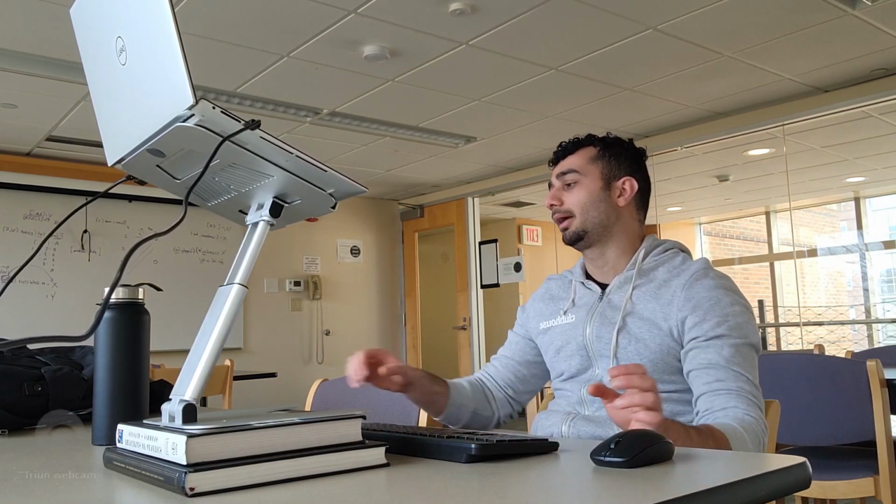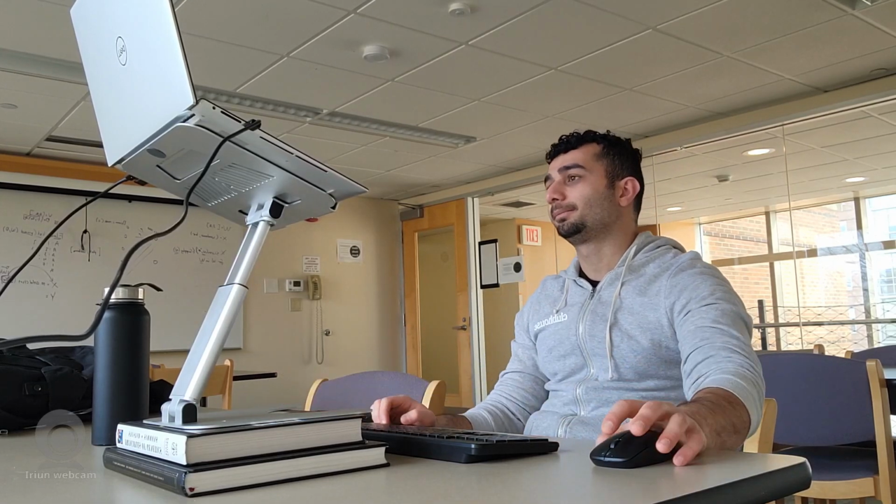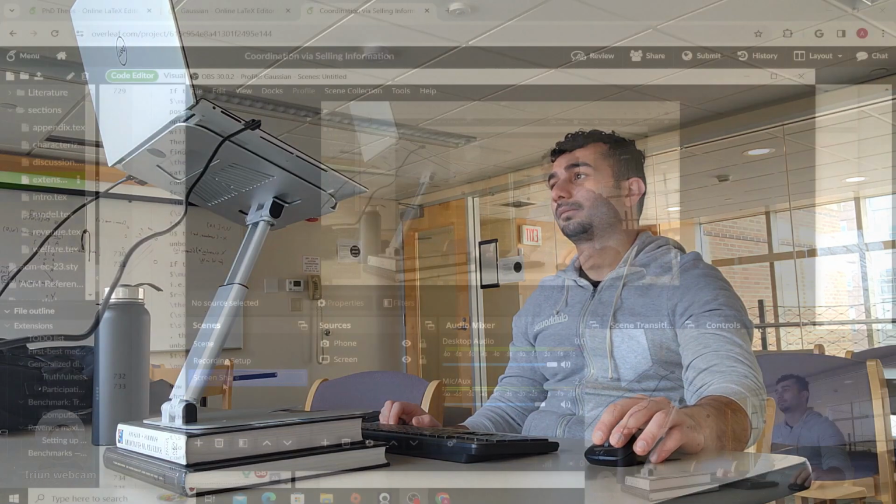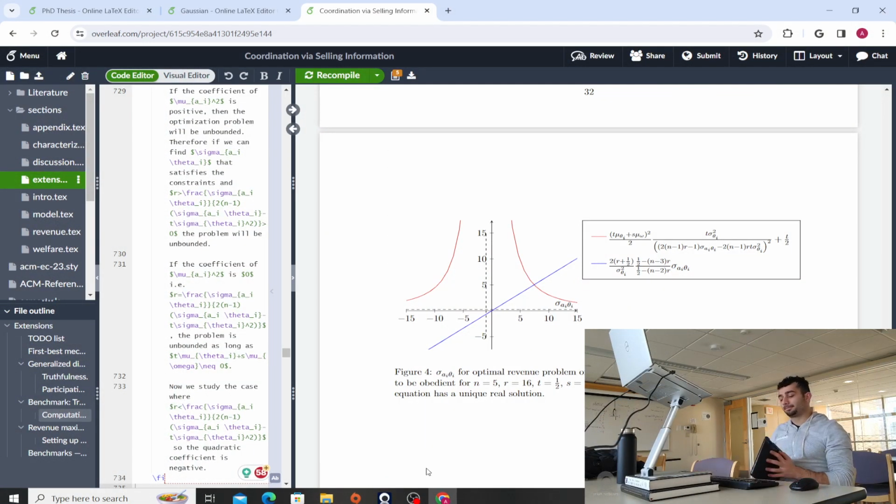We wanted to show that, we just wanted to compare the means. That's what it was. We want to compare the means. Gaussian, yes, Gaussian.